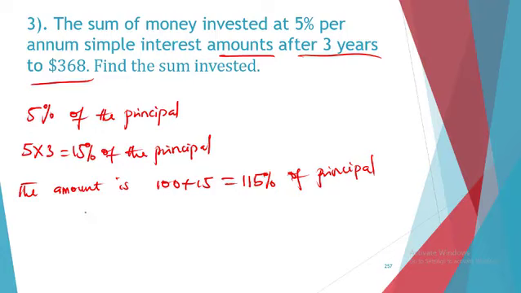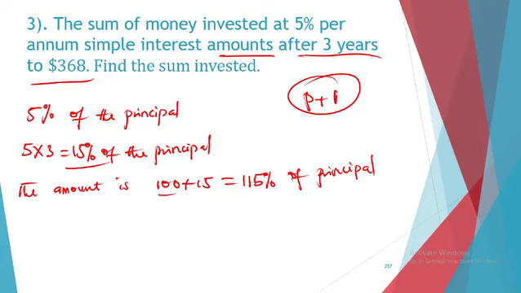Since I told us that amount is equal to principal plus interest, and the principal is 100%, then the interest is this 15%. That's how we got 115.